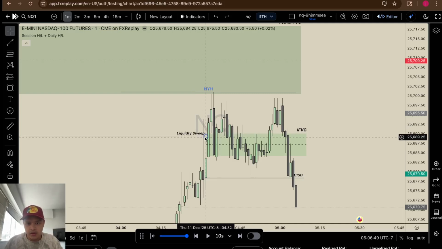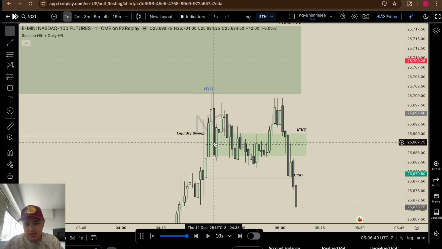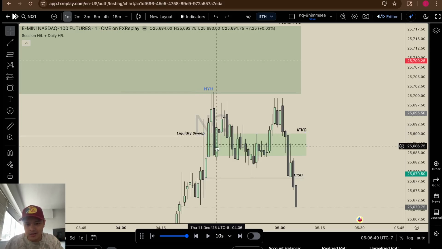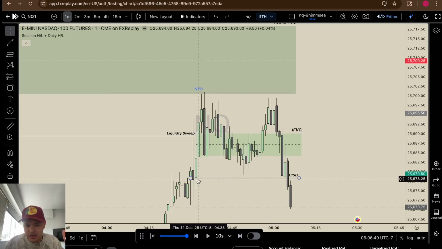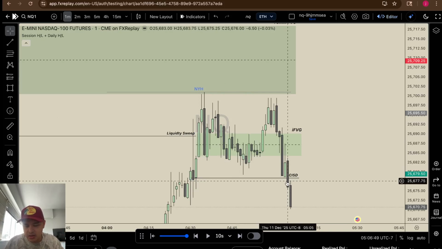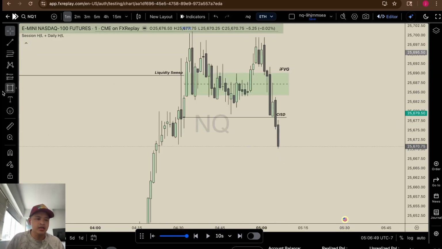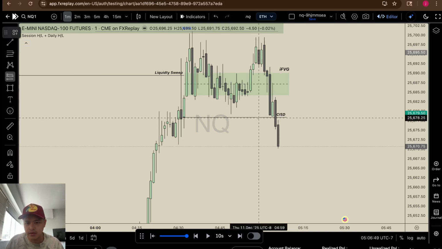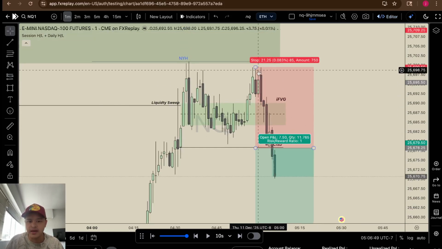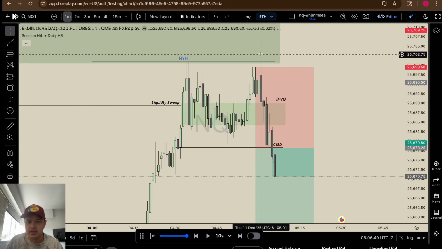Number two, we got an IFVG on the 1 minute. It looks kind of a mess here, but we have an IFVG, and then we ended up getting a change in the state because this candle closed. Okay, now we're gonna look for shorts. You open up your short position tool. Now we're gonna wait for a retest of the change in the state of delivery.